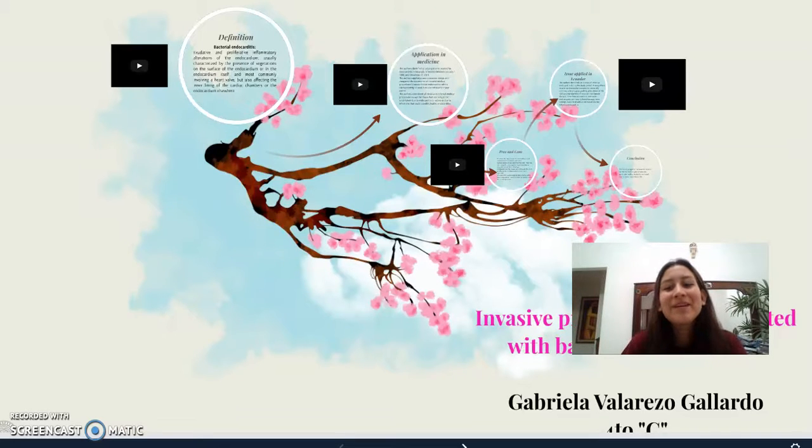Hi, my name is Gabriela Valareso Gallardo, and my topic is invasive procedures are associated with bacterial endocarditis. Then we have the definition.